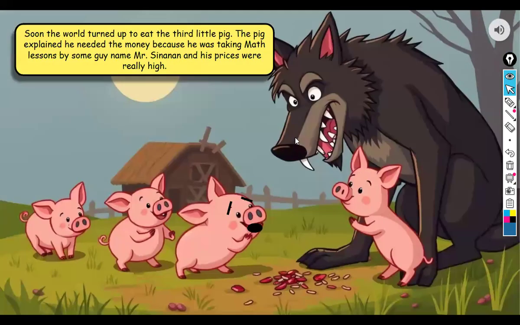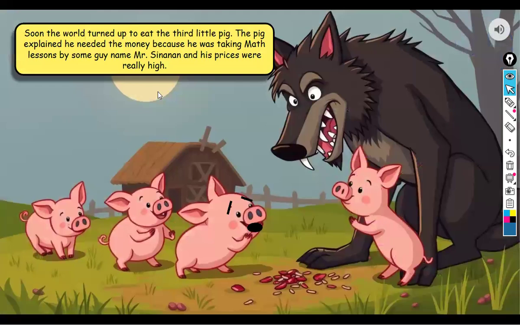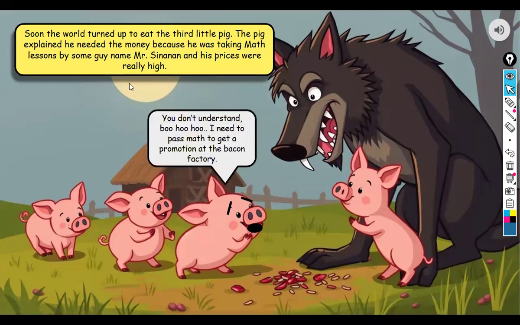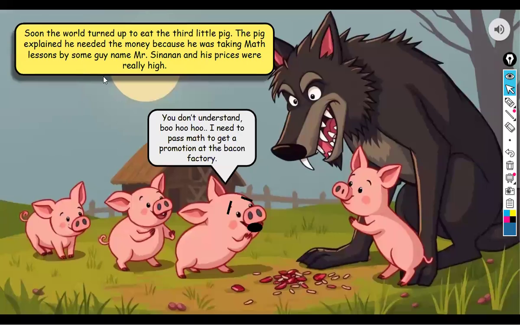Let's see what's going on here. What drama takes place here. Soon the wolf turned up to eat the third little pig. And you all see the reasons there and whatnot. It seems that the pig needs to pass maths to get a promotion at the bacon factory there.